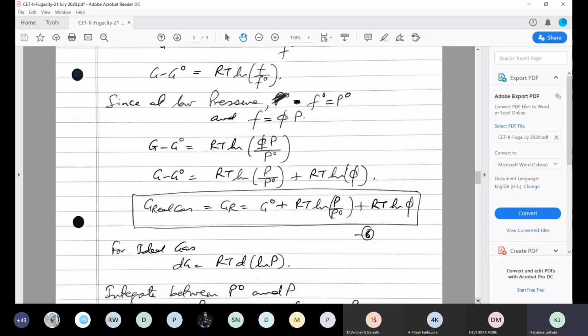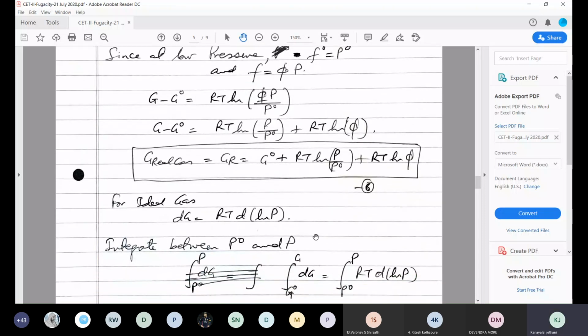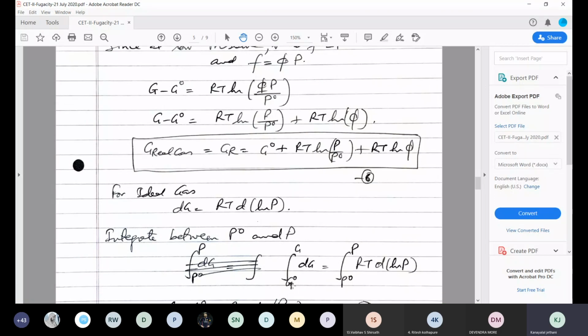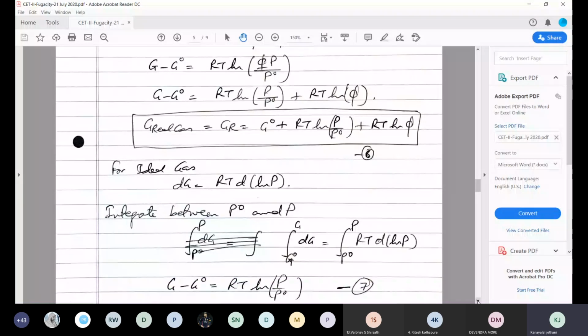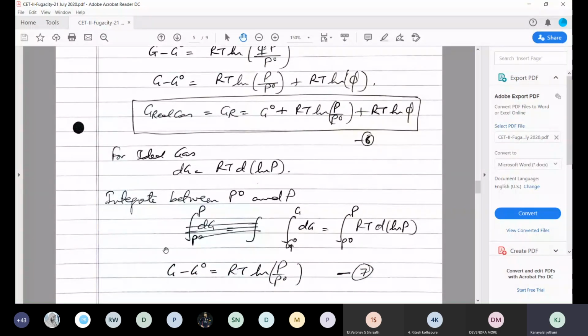And we have seen for an ideal gas, dG is equal to RT d ln P. If you integrate, similar to the previous one, between P0 and P, what you'll get is the integral from G0 to G of dG equal to RT d ln P, integral from P0 to P. What you'll get is G minus G0 is equal to RT ln P by P0, which is for the ideal gas. So you can take this on the other side, and what you'll get is G for ideal gas is equal to G0 plus RT ln P by P0, which is this term. In this equation 6, G0 plus RT ln P by P0 is nothing but the Gibbs free energy for the ideal gas.